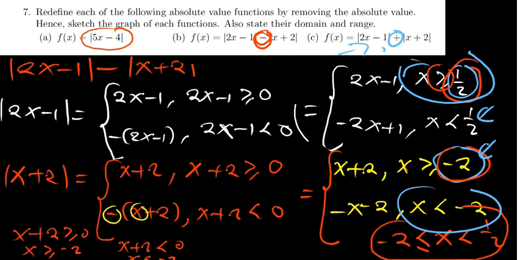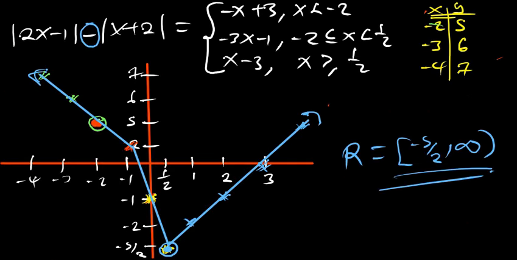So what are we remaining? Sir, I've got a question. Yes, please ask. How on the range, how did you know that the negative 5 over 2 is included?